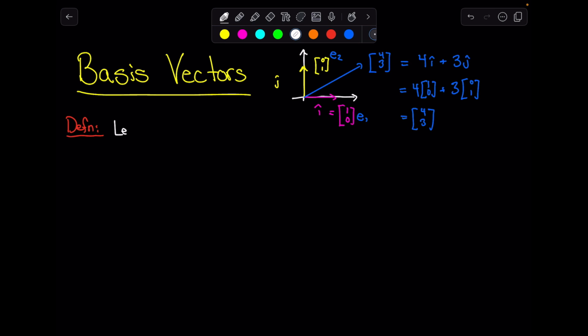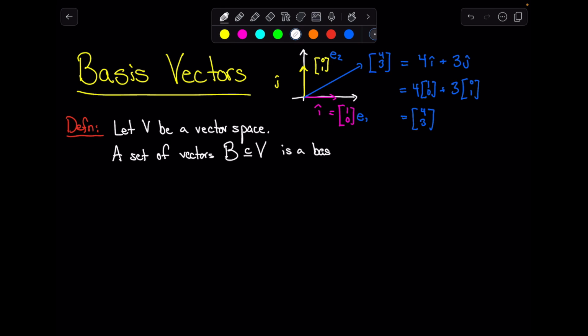We're going to be working with some vector space, so let V be a vector space. That's where we're going to be doing our math. And then we have a set of vectors, which we're going to call B, and B is a subset of the vector space V, so basically these vectors exist in V. That set is what we call a basis if the following two things are satisfied.